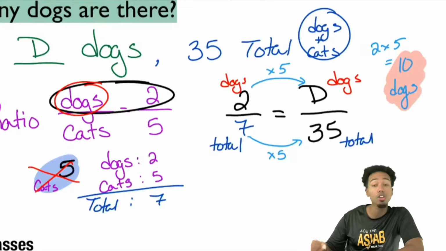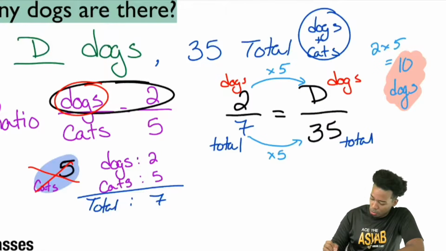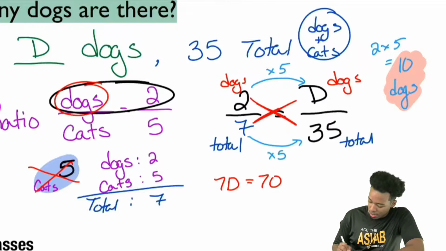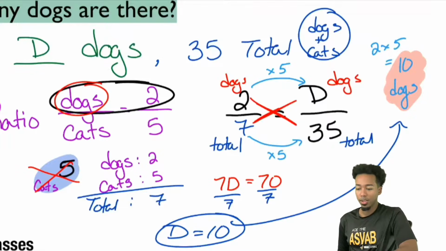And if you're doing the cross multiplication method, I got you. I'll show you right here. If you're doing the cross multiplication, super easy. 7 times D is 7D. 2 times 35 is 70. Then from here, you divide both sides by 7, and you get D equals 10. Either way, same answer. Either way, same exact answer.